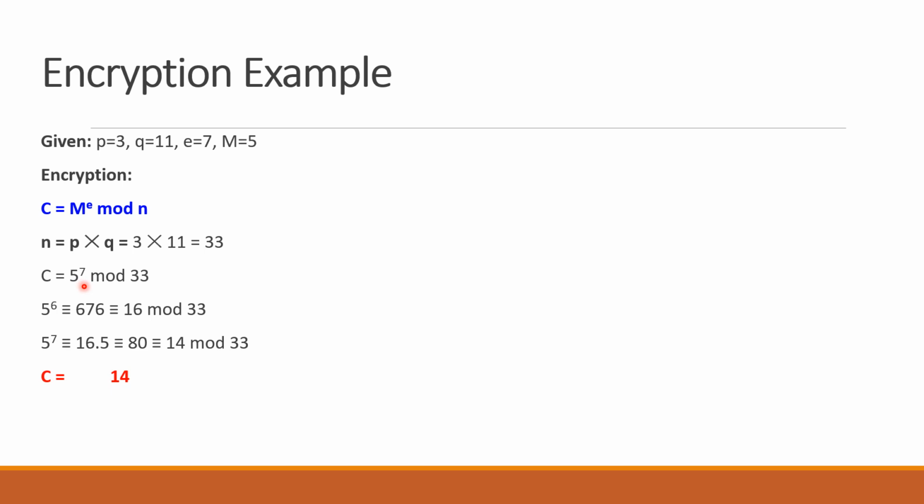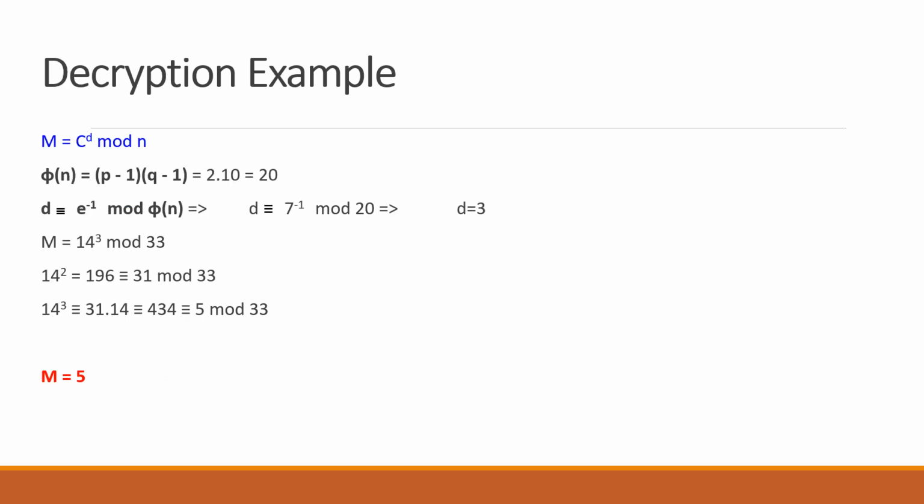The remaining is 5 to the power 6 into 5. So 16 has been substituted in place of 5 to the power 6, into 5. 16 fives are 80. Again, 80 mod 33 is 14. Now it has been sent through my communication channel. On the decryption side, I have to calculate my key D value.